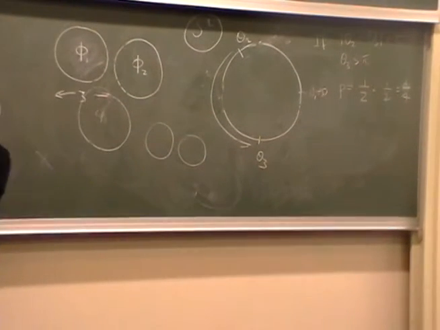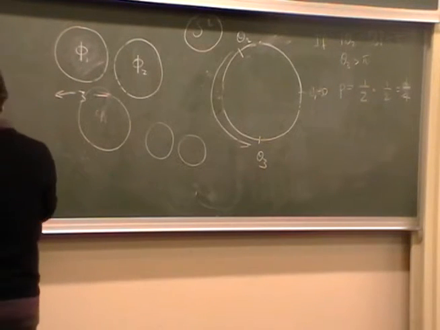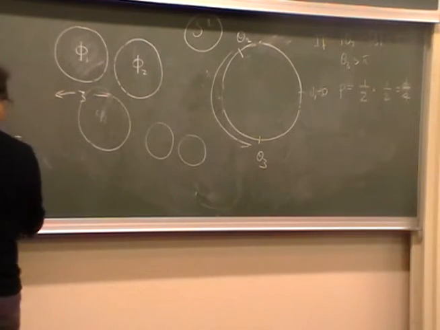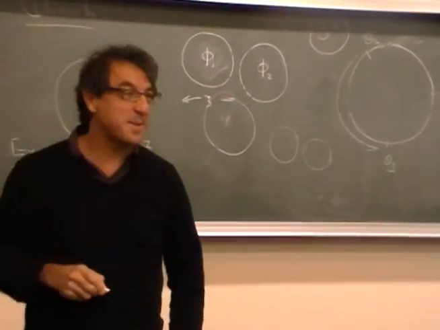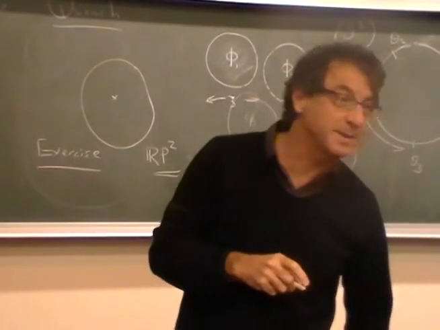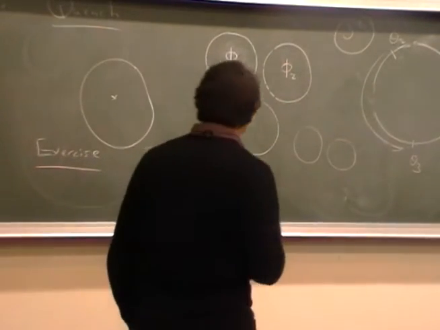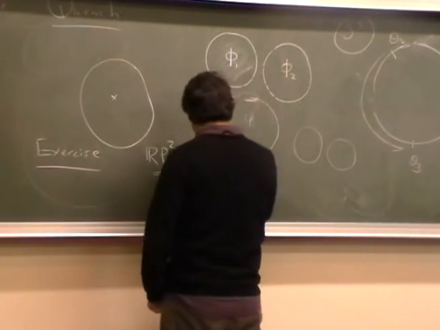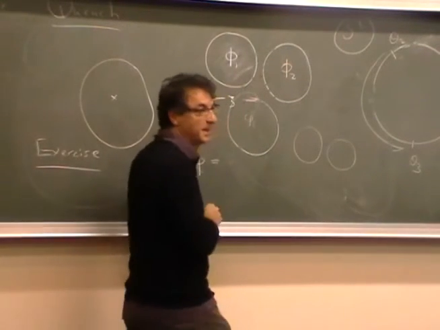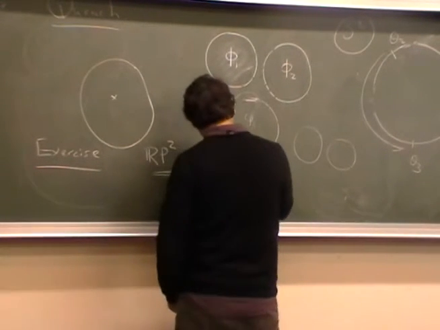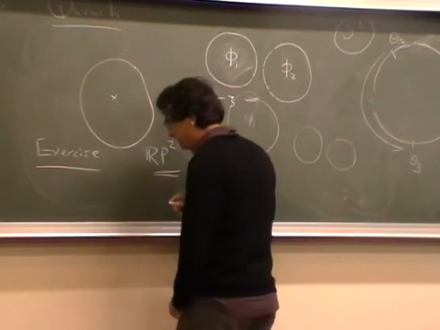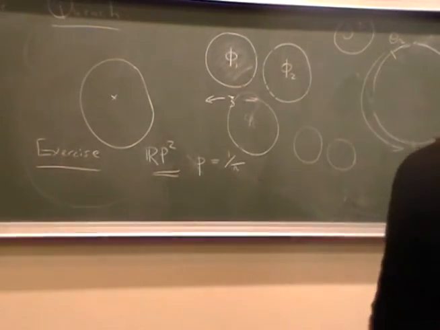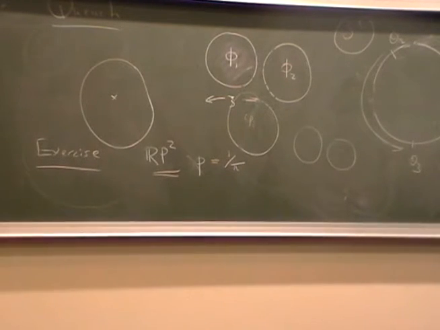So for an exercise, you can take RP2. Do the same exercise, three random points on RP2, and compute the analog of this one quarter. So if the answer is 1/1, we should try it. And finally, before I take questions, I have one topological exercise for you.